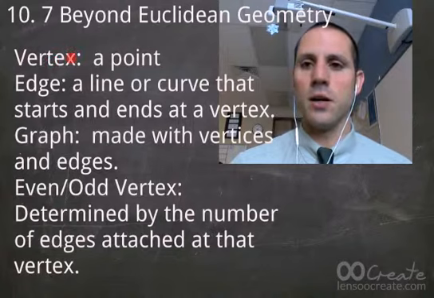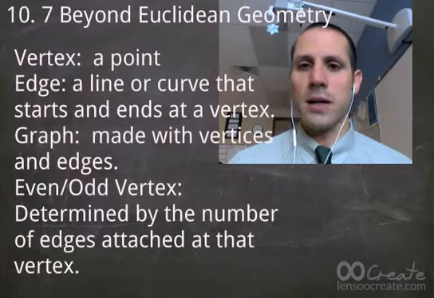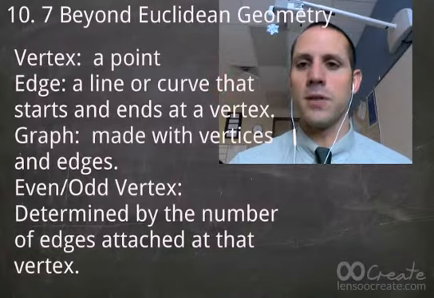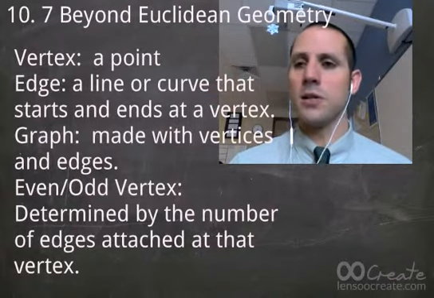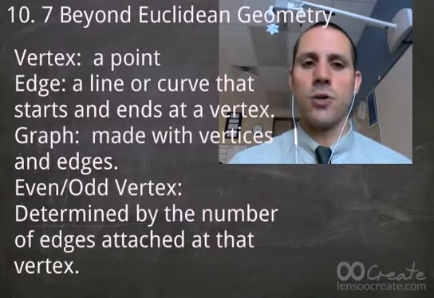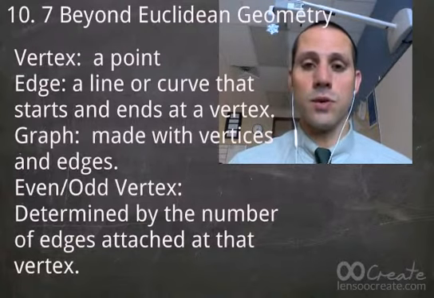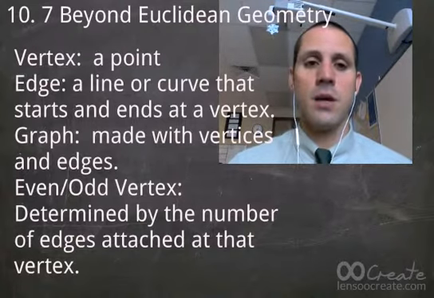Vertex, similar to our triangle or polygon definition, is just a point where two edges meet. An edge is a line or a curve. That's key for you beyond the Euclidean geometry. It could be a line or a curve that starts and ends at a vertex. A graph is what we make when we use vertices and edges.